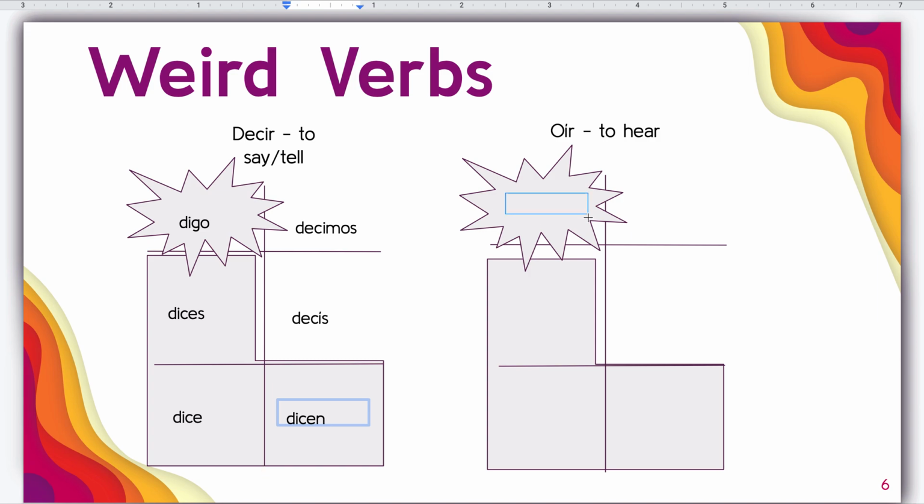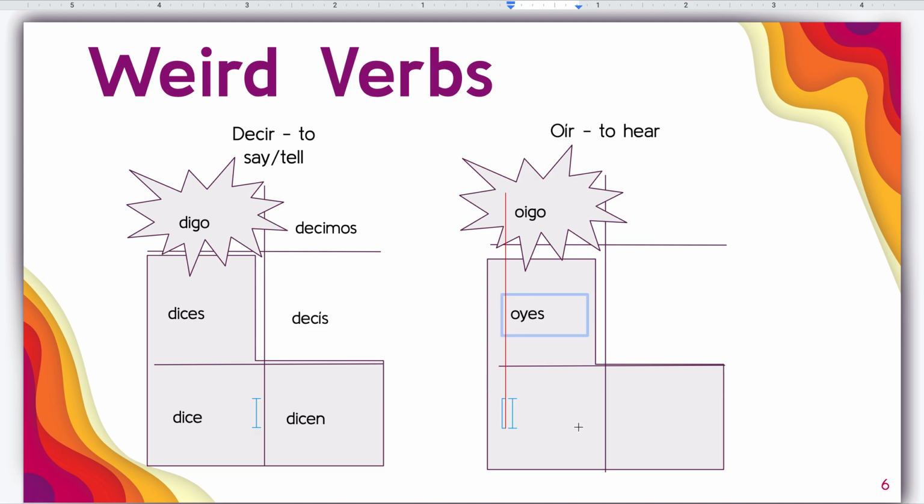All right, the yo form of oír is O-I-G-O. So that one is super weird because it adds the I and the G. So it's kind of like an IGO verb, but not really because of what happens next. All right, so oigo, then we have oyes, O-Y-E-S. So there is a Y randomly stuck in there.